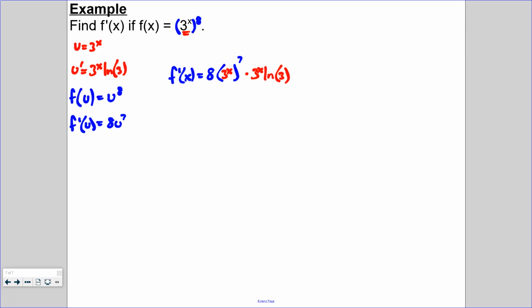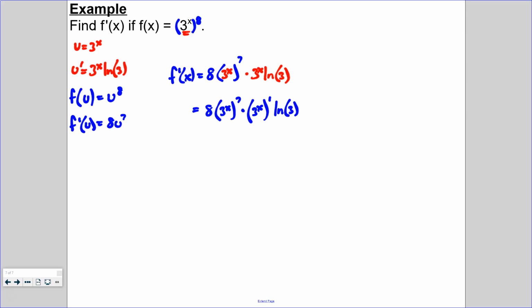Now that is all the calculus that we can do here, so we are going to then simplify as much as we can. So to simplify this, let's see, we're going to have 8 times 3 raised to the x power, all raised to the 7th, times. Now we have another 3 to the x power, and I'm just going to rewrite this as being 3 to the x power raised to the 1st, because that's essentially what it is, and then times the natural log of 3.